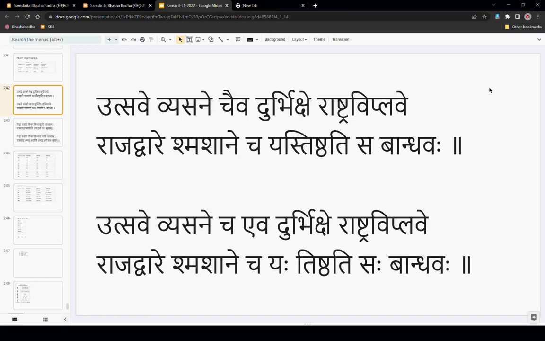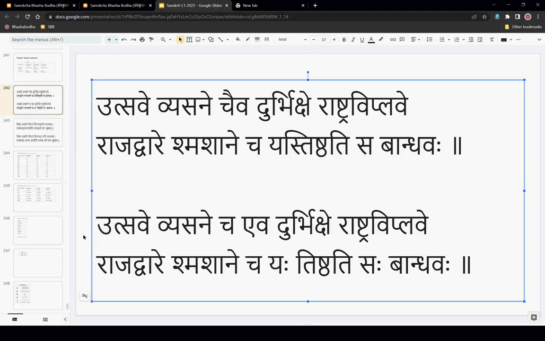Utsave vyasane chaiva durbhikshe rashtra viplave, rajadvare shmashane cha yastishtati sa bandhavah. Is it right? Yeah, mostly right. Because it is a Subhashitam, which is a poetic composition, a padyam, the sandhis always happen there. So the words are decomposed and separated, which is written again here at the bottom, and you can read this one by one.